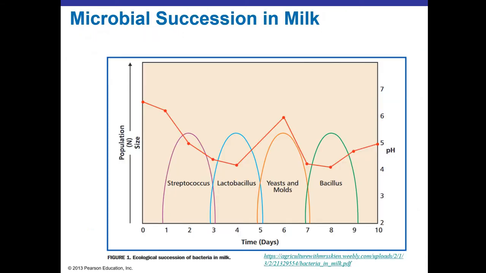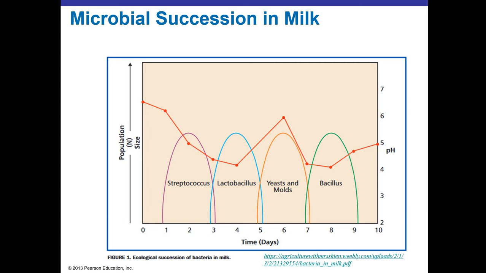So if we look at some interesting things with pH, we look at the scenario of what happens with milk as you have microbial succession. So initially, even though we pasteurize milk, it doesn't mean that it's sterile. There are still organisms there, and that's why milk goes bad. So when we start out with high populations, we have organisms initially such as Streptococcus and Lactobacillus.